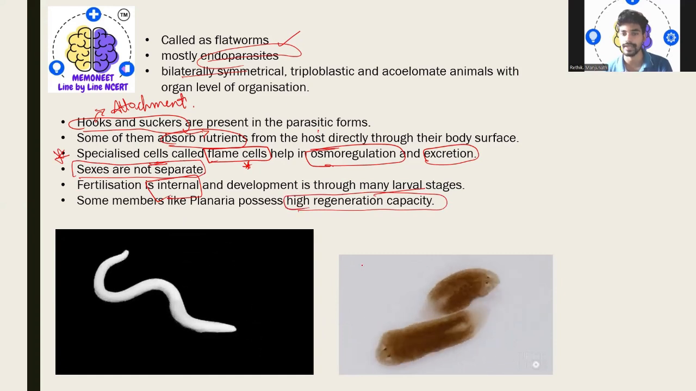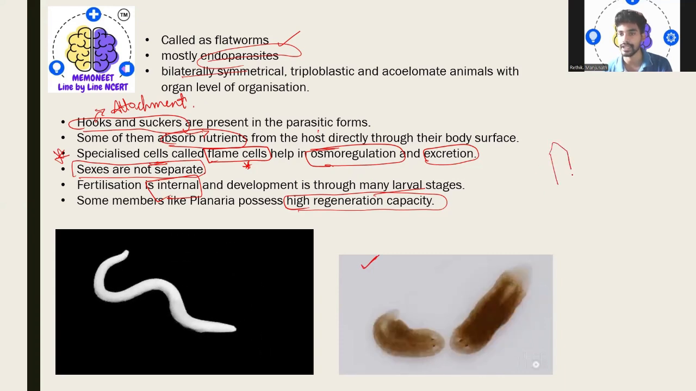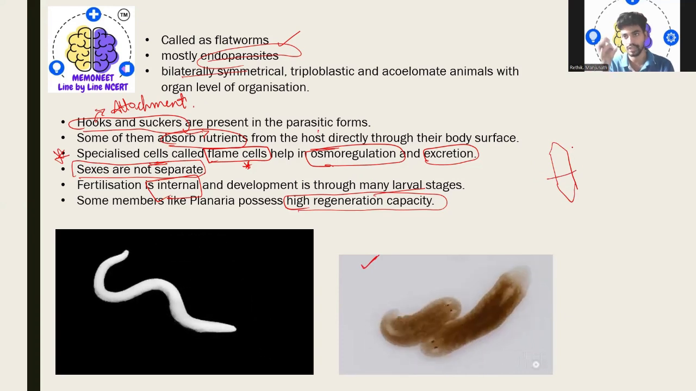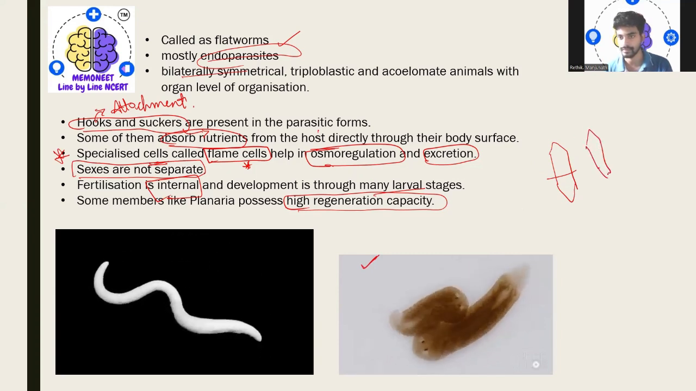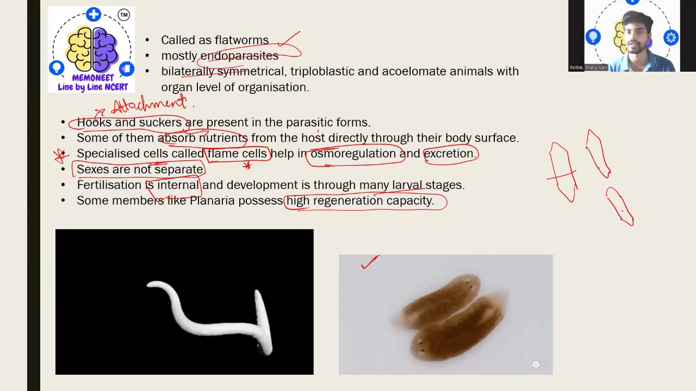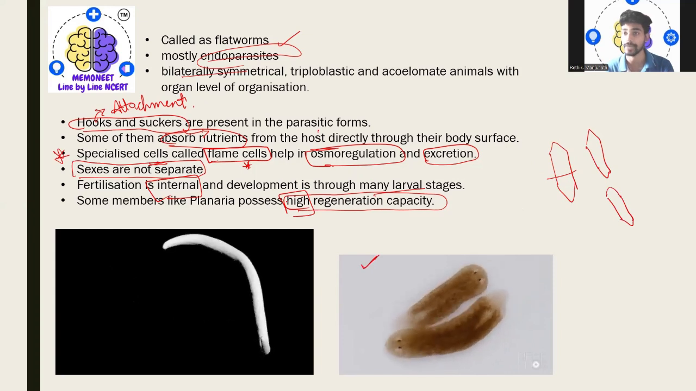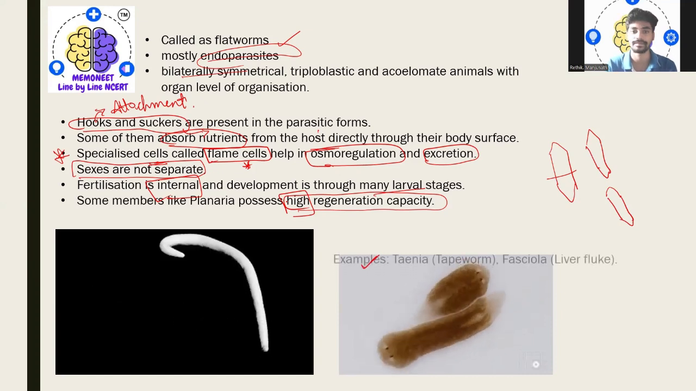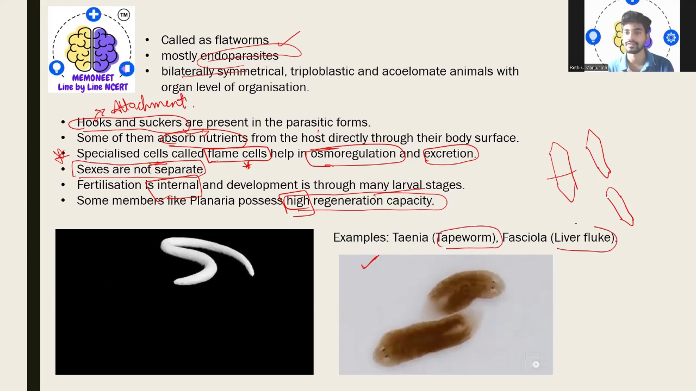What is higher regeneration capacity? This is the planaria. So, for example, if the body of the planaria is cut into two equal halves, right? So what happens? From both the cut ends, a new body is generated. So this is nothing but higher regeneration capacity. Examples are the tapeworm and the liver fluke.